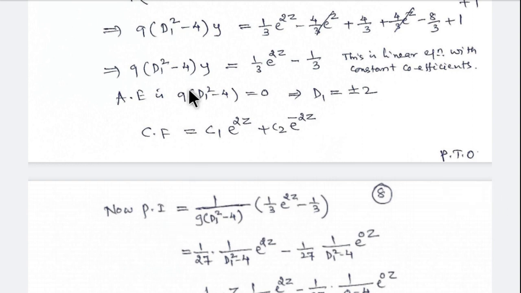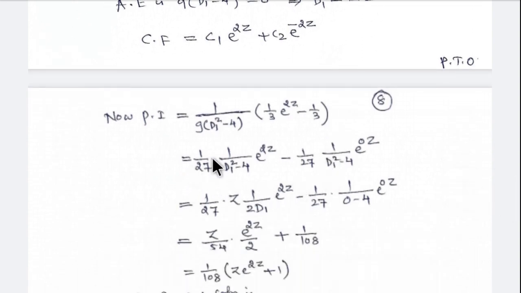Now particular integral: 1 by the symbolic coefficient of y, 1 by 9 into (D1² − 4) operating on the RHS, 1 by 3 e^(2z) − 1 by 3. Operating on these separately, 1 by 3 into 9 is 1 by 27, kept as it is, only this operator 1 by (D1² − 4) operating on e^(2z). Similarly minus 1 by 27 times 1 by (D1² − 4) operating on 1, and 1 you can write in the form of exponential function e^(0z).